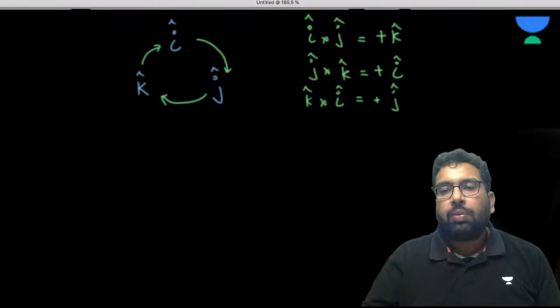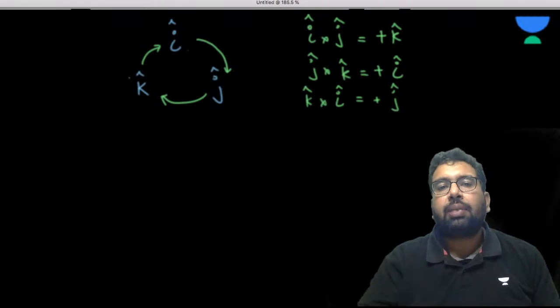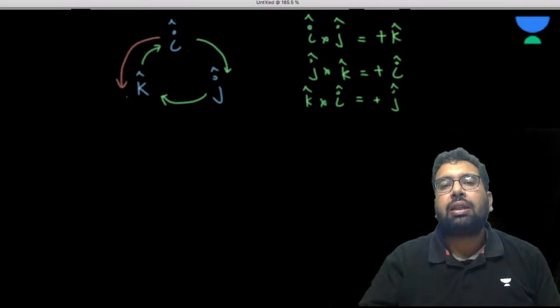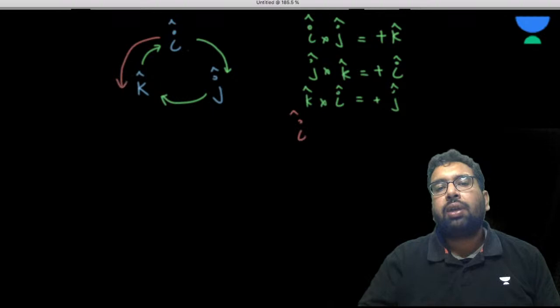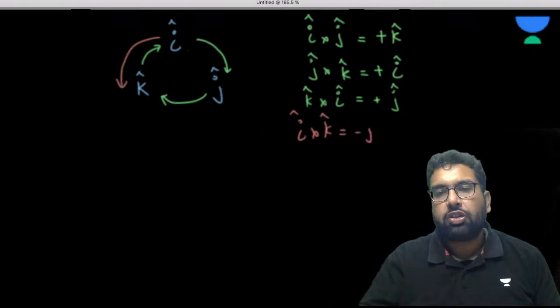Now please observe. If we move in the negative sense, let's suppose we move from I to K, this is the anti-clockwise sense, right? So anti-clockwise we are going to take as negative. So I cap cross K cap is equal to minus J cap.